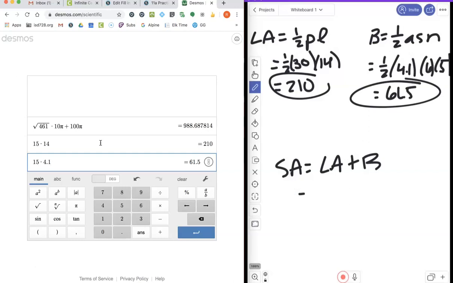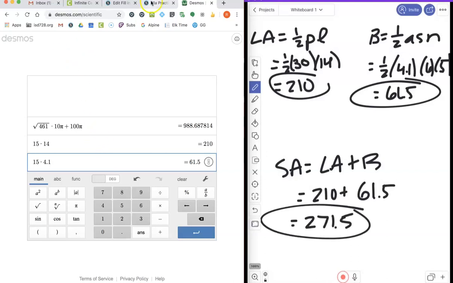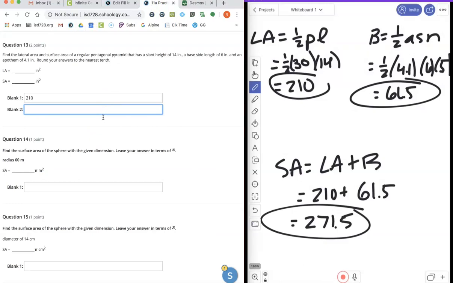And then our surface area is 210 plus 61.5. Since it's a pyramid, I don't need to double the 61.5. So 271.5 would be my answer for nearest tenth for surface area.